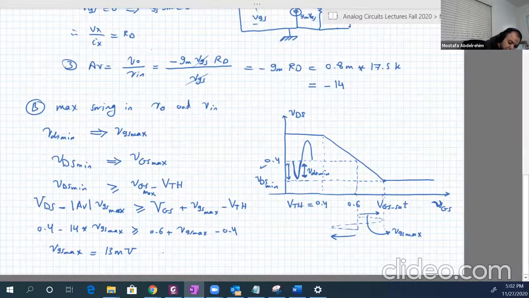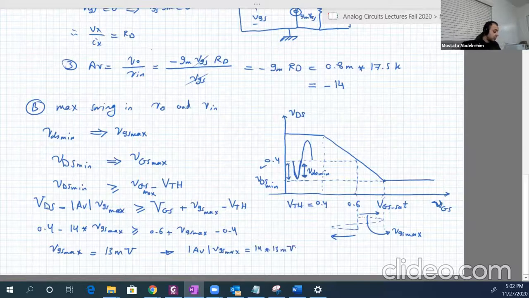And this will be corresponding to AV magnitude times VGS maximum. So it will be 14 multiplied by 13 milli. So this is VDS minimum, or VDS small minimum.